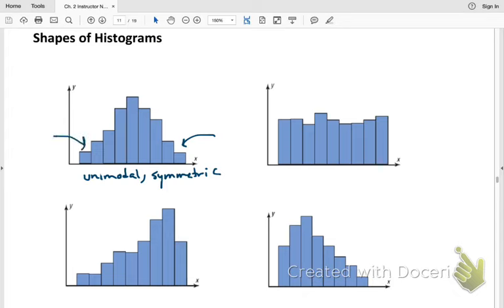This second graph, top right corner, this would be something that we would call uniform. It's not exactly uniform, but it is approximately uniform. Everything has approximately the same value. Now here on the bottom left, here's another unimodal graph. And same thing on the bottom right. But we would say that this graph in the bottom left corner is left skewed.